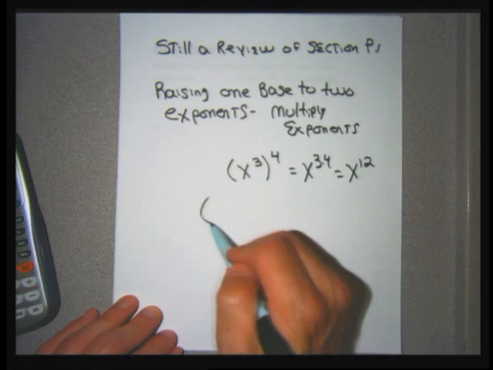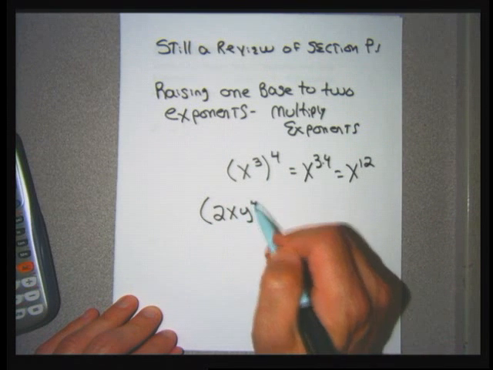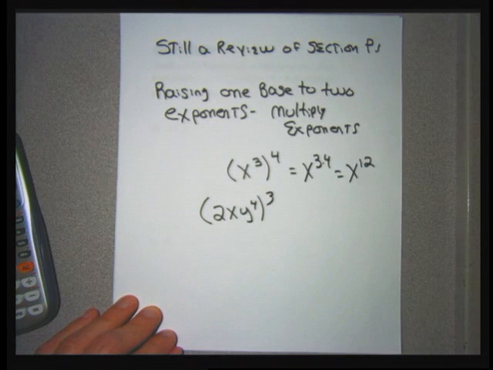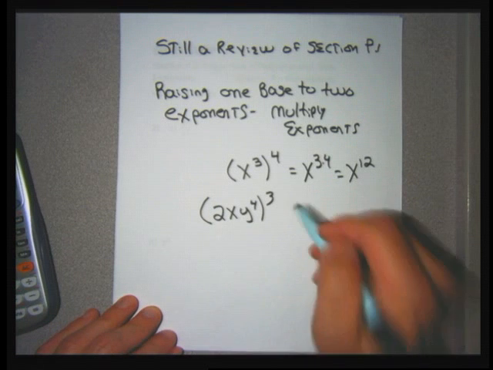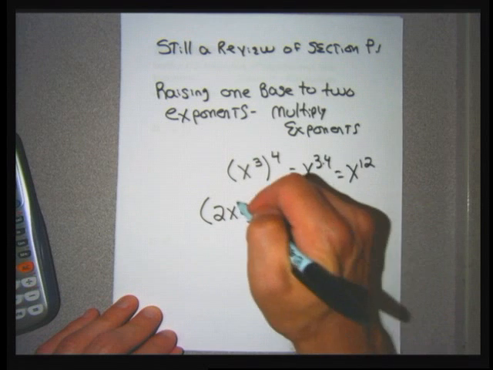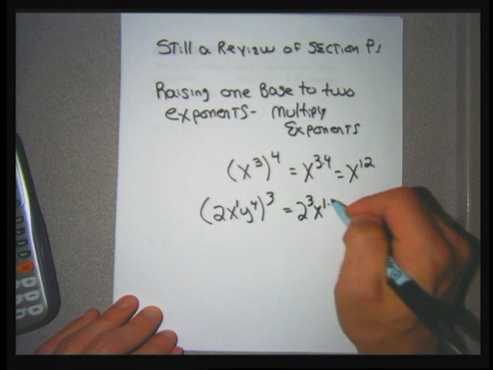A more complicated version might be like 2xy to the 4th, cubed. And I put it in this category because I'm going to treat the letters by multiplying their exponents. The number 2, I'm going to cube. The x, I'm going to multiply the exponent of 1 that wasn't written by the 3.